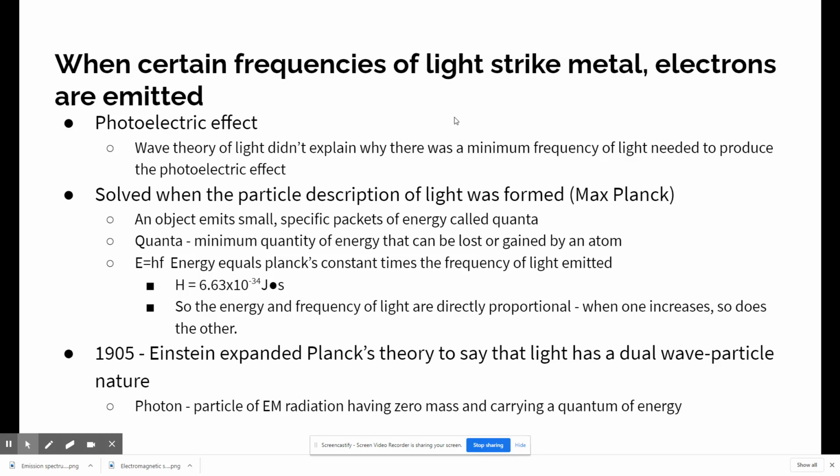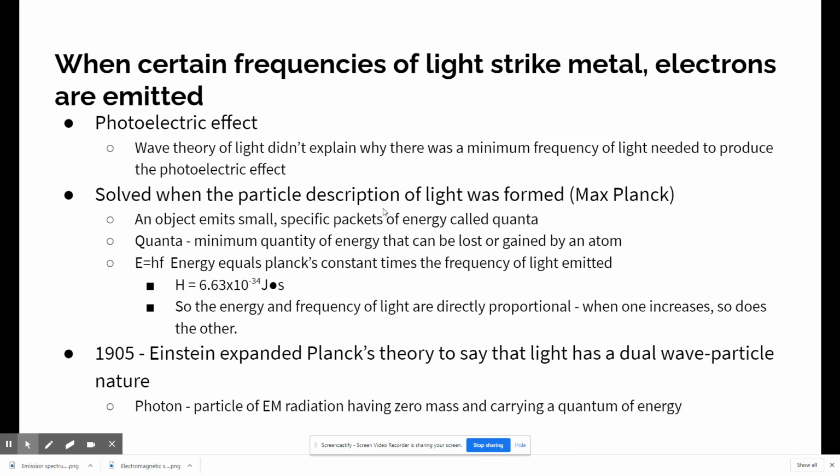And he even quantified that by saying that the energy of the photon carrying this energy would be equal to its frequency times a constant that he derived, which is now called Planck's constant, h, 6.63 times 10 to the negative 34 joule seconds. And so that means that the energy and the frequency of the light are directly proportional to each other. If the frequency of the wave increases, then the energy it's carrying will also increase.